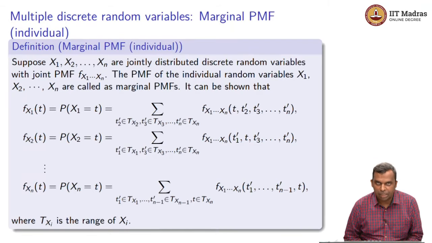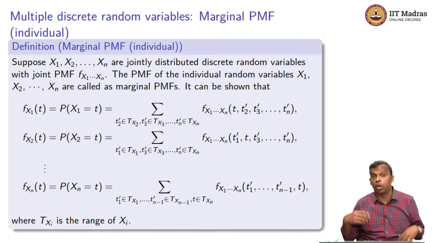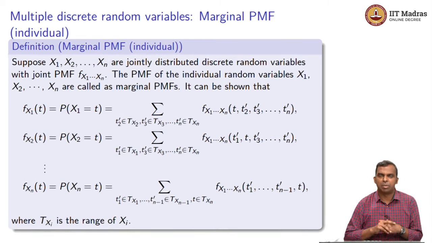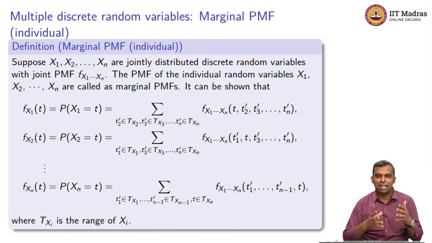Hello and welcome to this lecture. In the previous lecture, we looked at multiple random variables, how to describe the joint distribution of multiple discrete random variables. In particular, I gave some simple examples of joint PMF and we looked at the scenarios and computed what the joint PMF will be. Now we're going to start looking at marginal PMF.